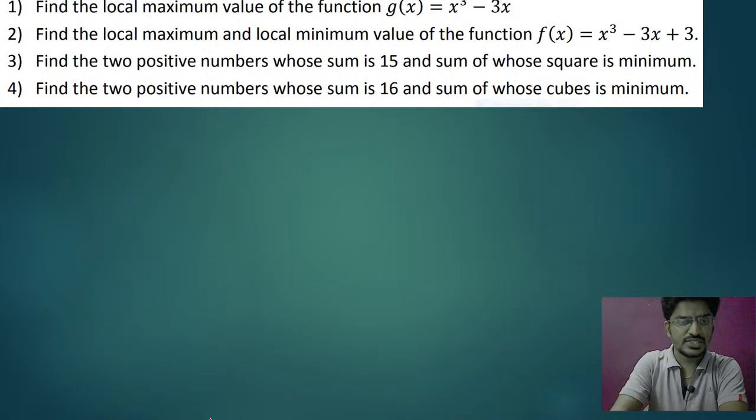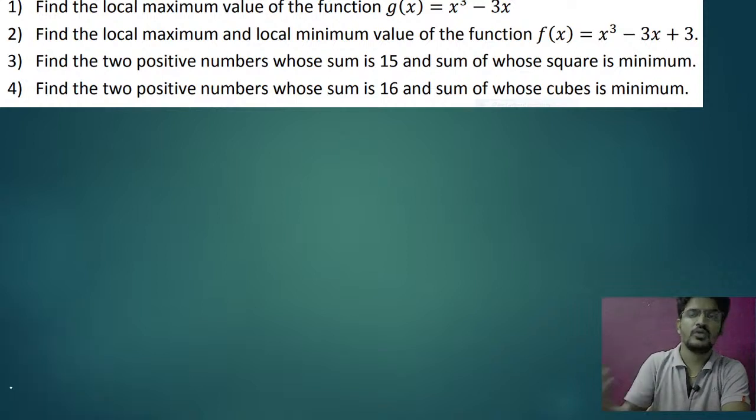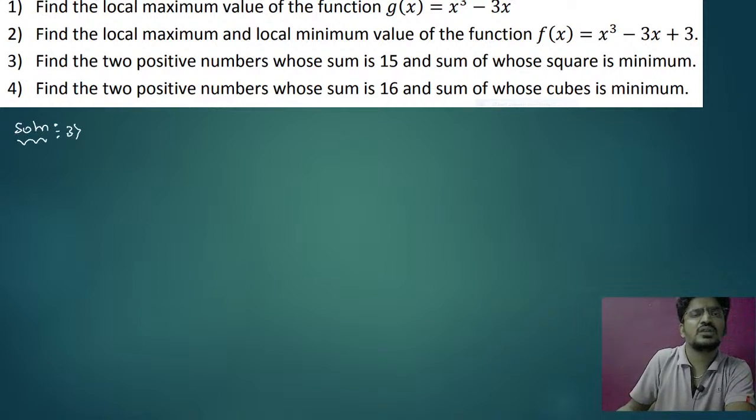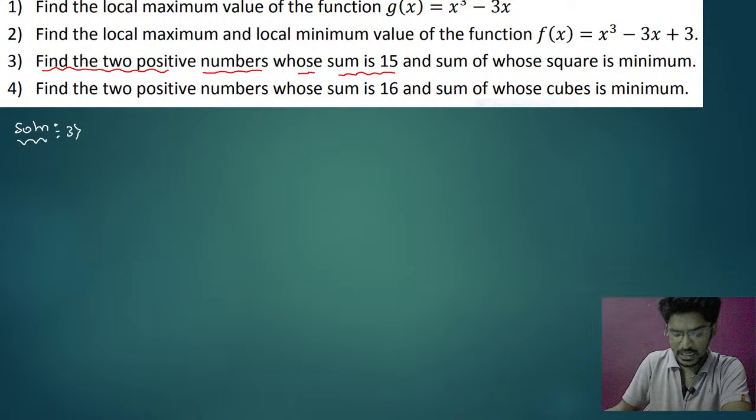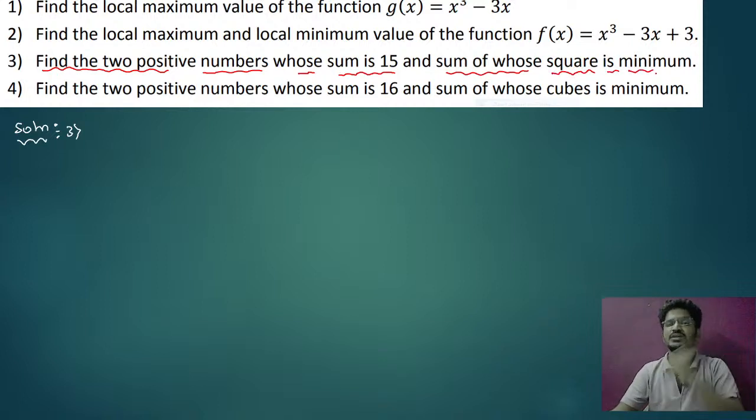Now let us go for the third problem. It was like the previous problem, only one term, 3, is different, that's all. So let us go for the third one. What is the third one? Find the two positive numbers whose sum is 15 and the sum of whose squares is minimum.